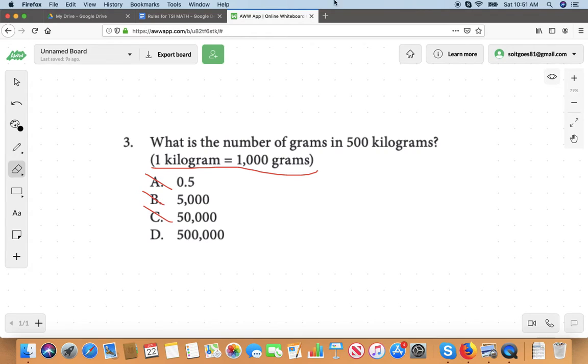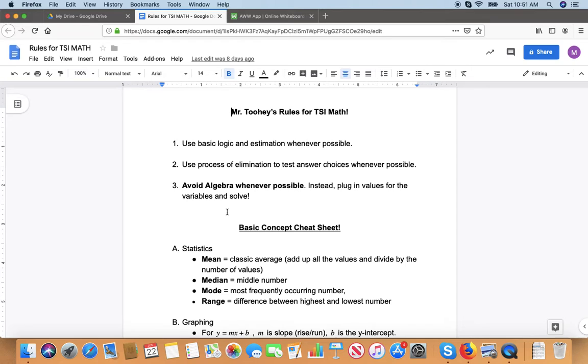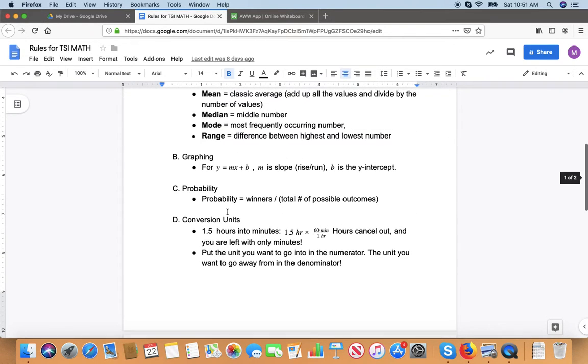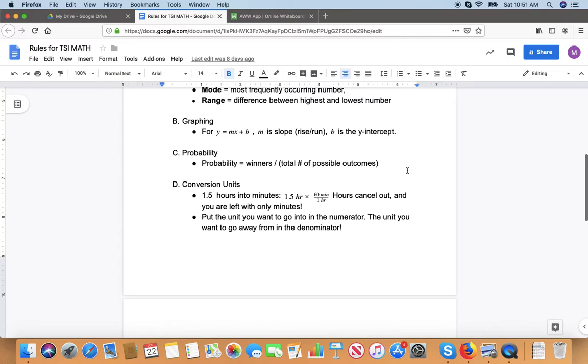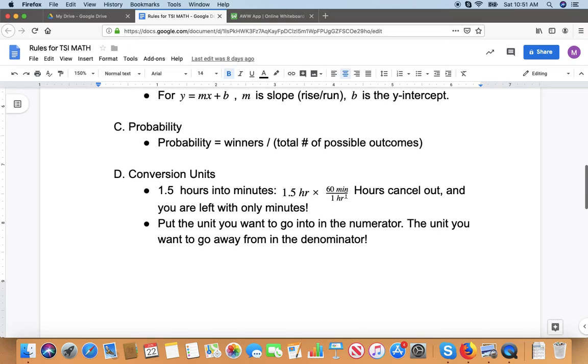Let's use the conversion units operation. We haven't done that yet. So I'm going to go to the rules for mathing here. We're going from one unit to another. Let's see what we got here. Conversion units. Okay. So conversion units. And I've got an example here of the use of conversion units. If I want to turn 1.5 hours into minutes, I multiply by 60 minutes over 1 hour. The hours cancel out. Notice this 1.5 hours is essentially in the numerator, because 1.5 hours is the same as 1.5 hours over 1. So that 1.5 hours is in the numerator.